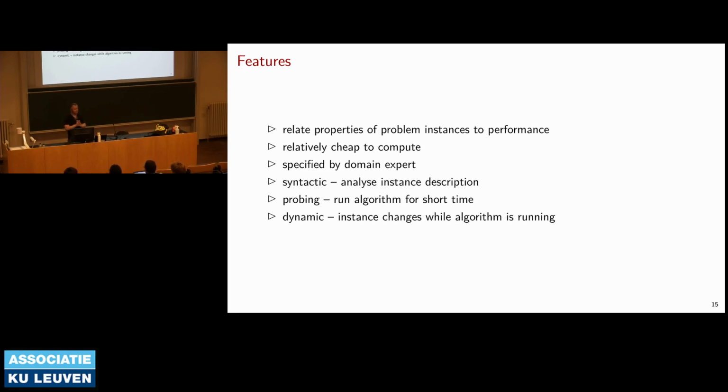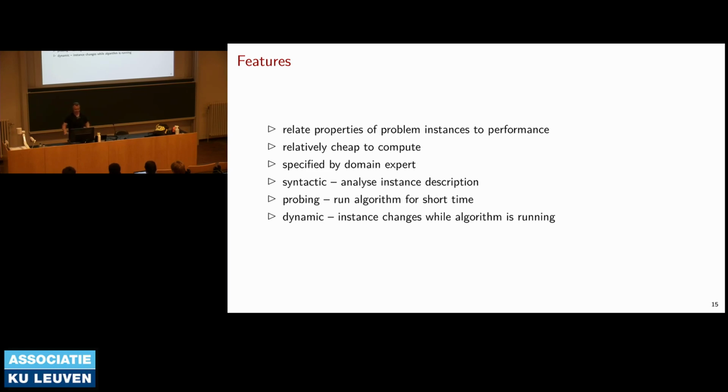Yes, relatively cheap to compute, because if they are too expensive to compute, then none of this is worth it anymore, and that we obviously want to avoid. Usually these are specified by a domain expert, so this is a little bit where this whole black box thing breaks down, because we do need somebody who knows something about constraint problems, for example, to say that, OK, here's a property of a constraint problem that I can compute relatively cheaply, and that tells me something with respect to the expected performance of a solver or a set of solvers on this.